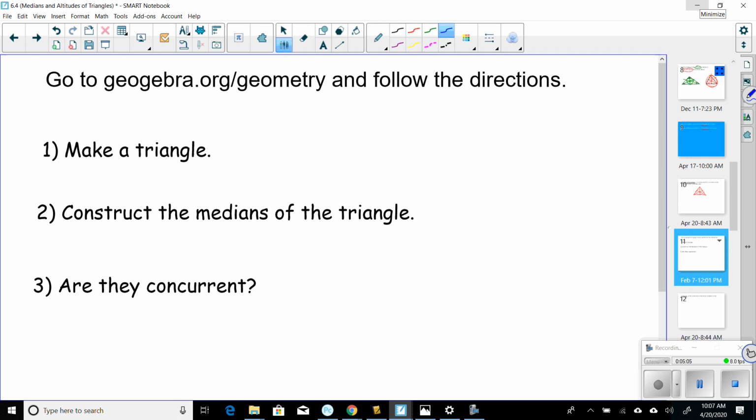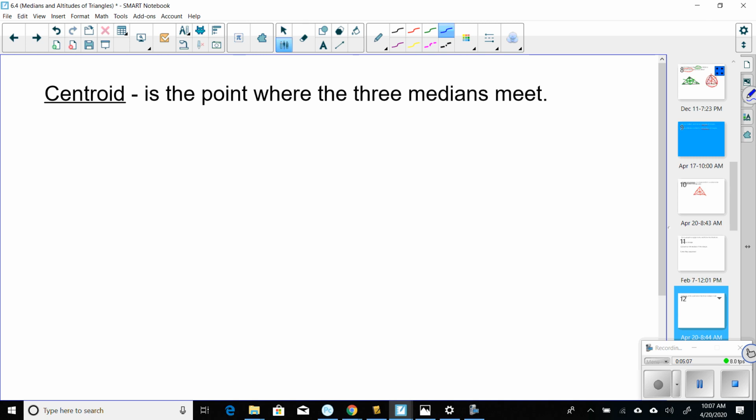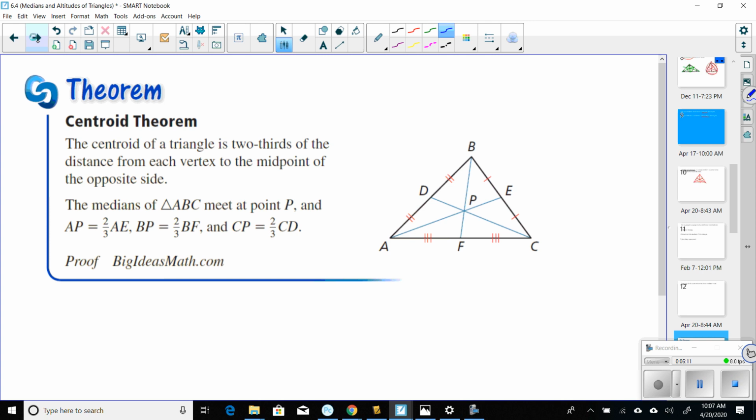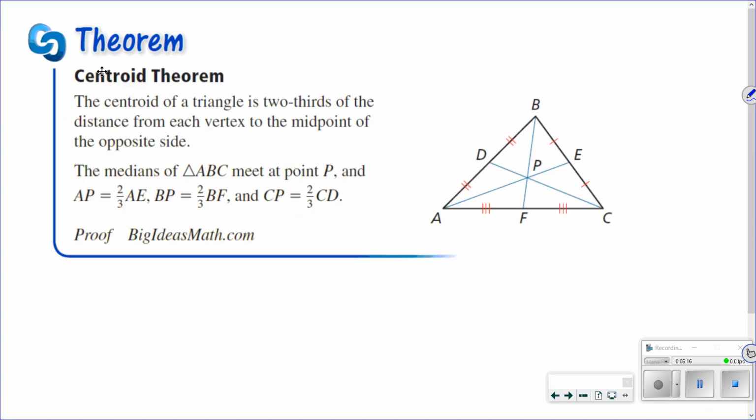This is a theorem in your book. Here's a definition of a centroid. It's just where all the medians meet. Here's our theorem on centroids. All it says is the centroid of a triangle is 2/3 of the distance from the vertex to the midpoint. In other words, that segment is 2/3 of that entire segment.